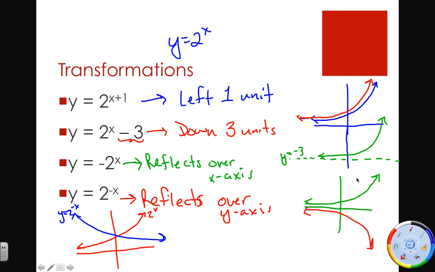All right, so all of our properties still apply here. With the x means left and right. Outside the function means up and down. And likewise with the negatives.